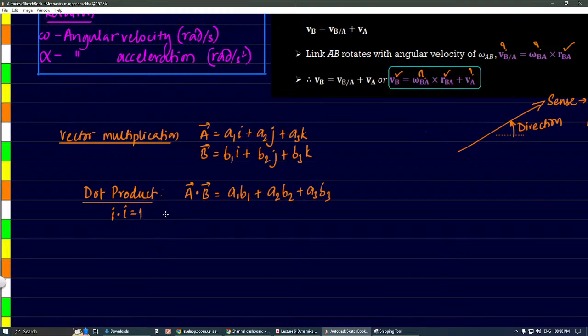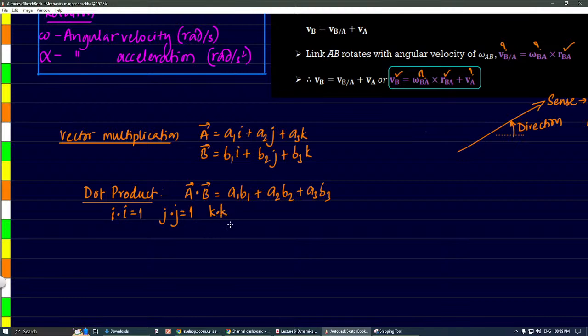Then j dot j is, I think I did this in maths, 1. I guess, sir. I think I did this before. You have read this before? No, earlier, very long ago, so I think in maths or somewhere I've done this.